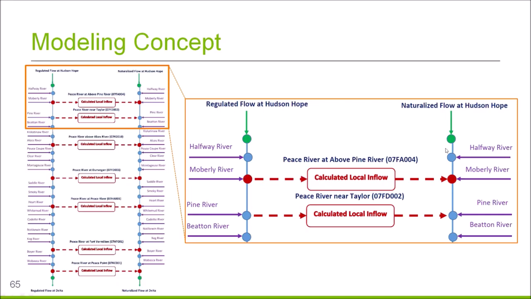So the natural flow model is very similar to the regulated flow model, but instead of routing the regulated flow in the upstream, we actually route the naturalized flow from the very upstream, and then we route that flow all the way to downstream. And anytime we have an adjustment calculated from that model, we bring that information and add it into the naturalized flow model.